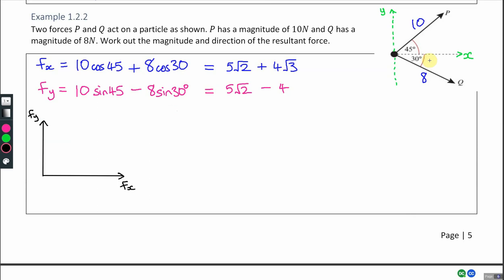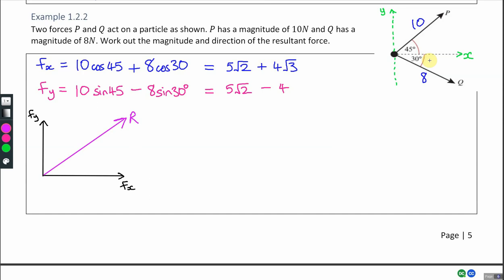So we now have two forces that are perpendicular to each other, one horizontal and one vertical. 5 root 2 take away 4 is definitely positive, so I can draw Fy pointing upwards. And we want to find the resultant of those two forces, which I've labelled R here. I could use any letter. Instead of P and Q in this example, any letter could have been used.